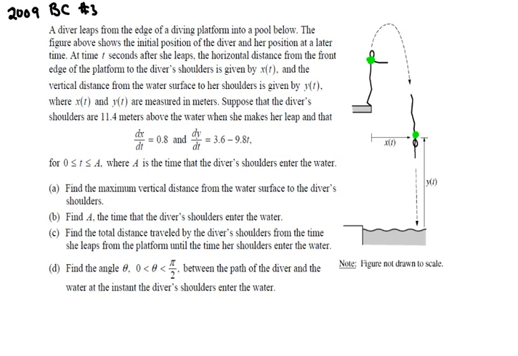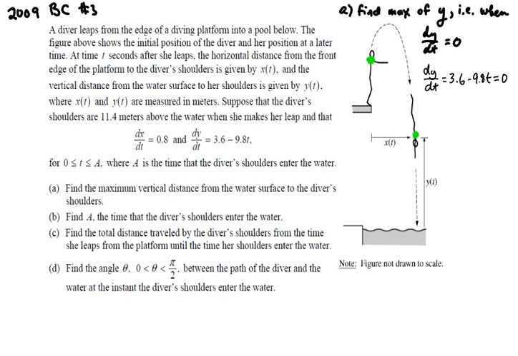And part A asks us to find the maximum vertical distance from the water surface to the diver's shoulders. So basically we're looking for the maximum value of y, and the maximum value of y will occur when dy/dt is 0. And so that's pretty straightforward. We're just going to take dy/dt, set it equal to 0, and solve for t. So we have 3.6 minus 9.8t is equal to 0. 3.6 is equal to 9.8t. And t is equal to 3.6 divided by 9.8.